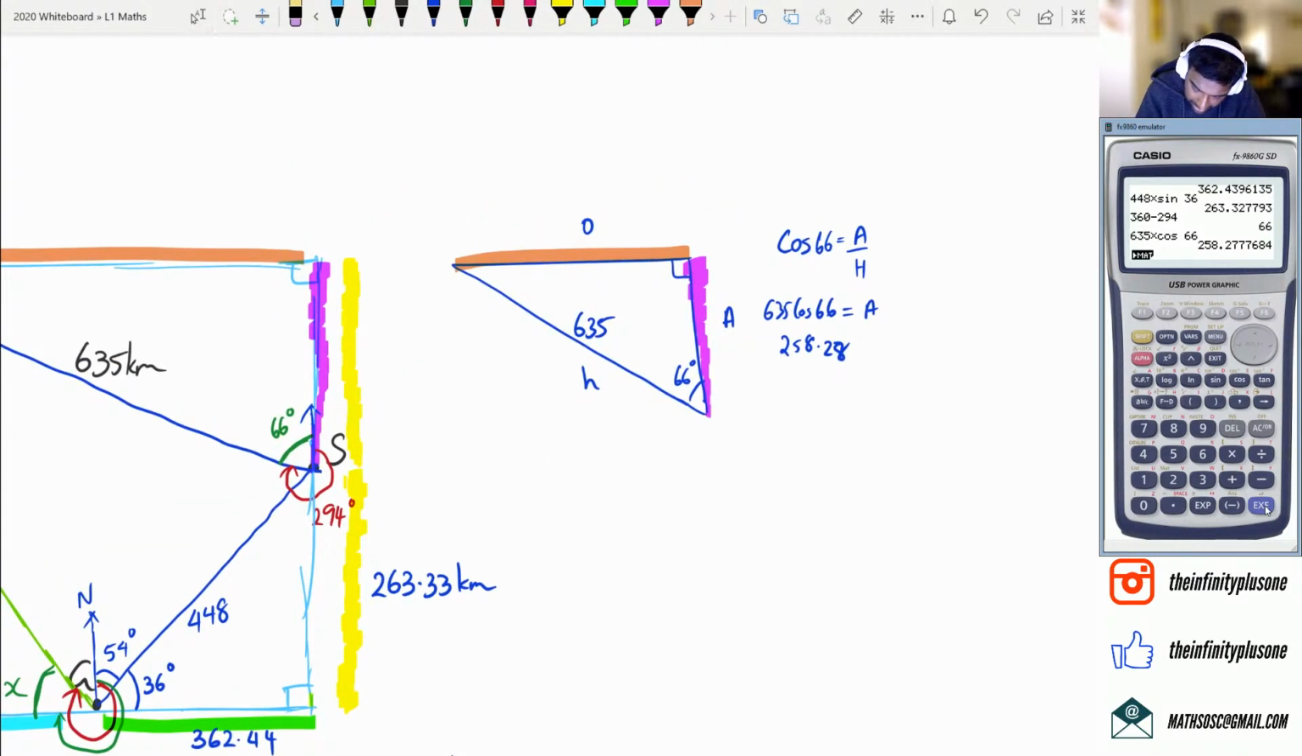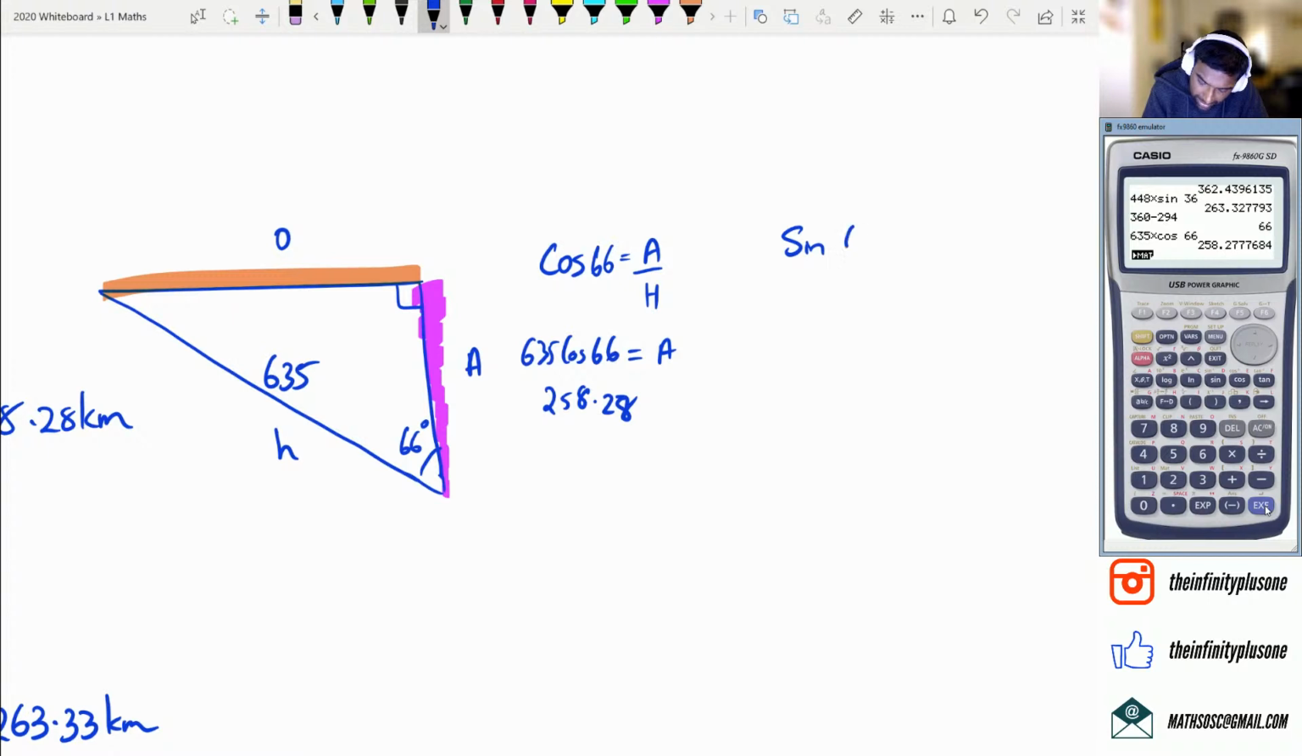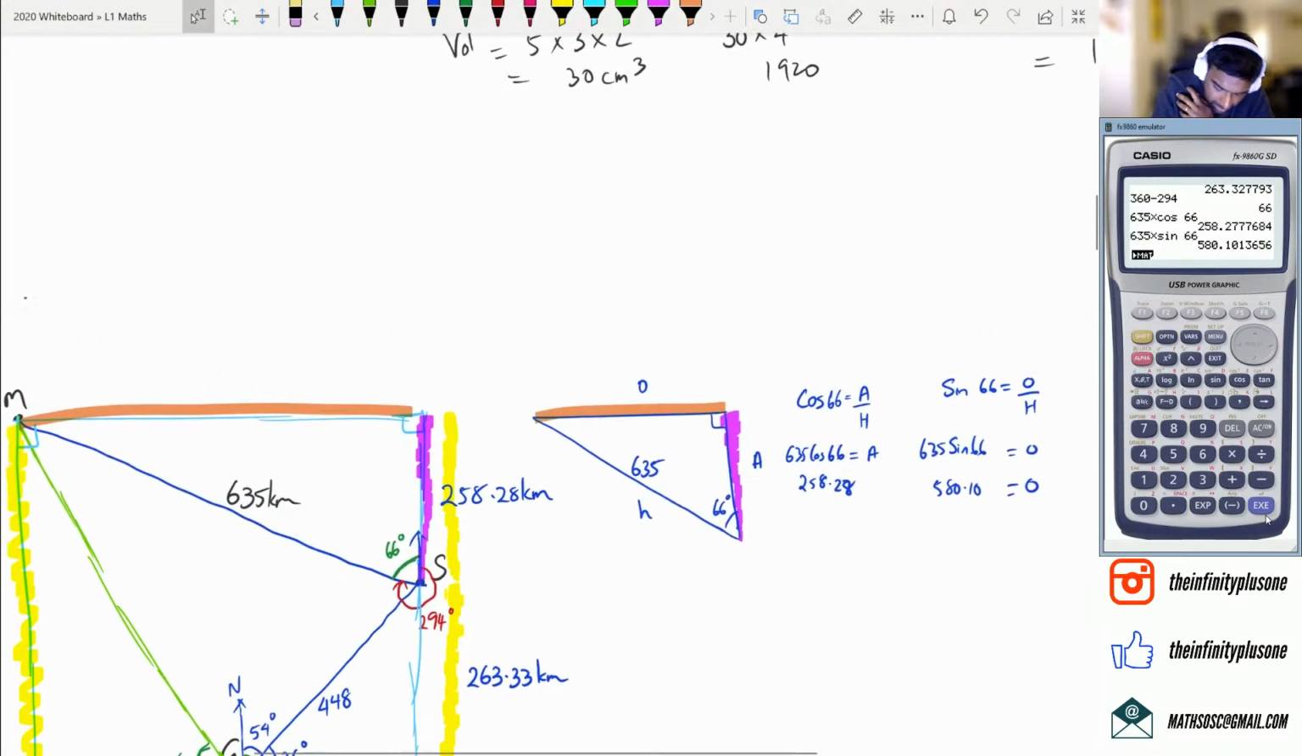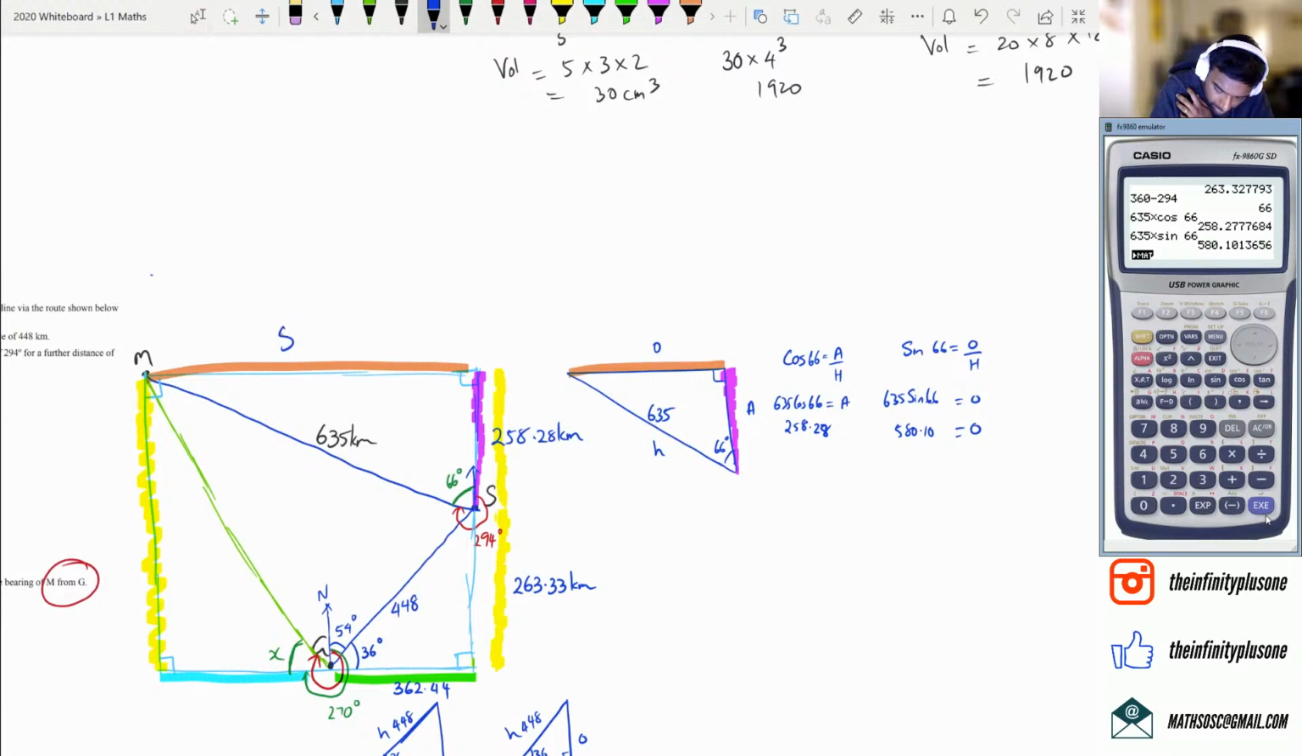Actually, I should put that in my big rectangle. 258.28 kilometers. And then I'm going to use sine now to work out the orange one. So sine of 66 is opposite over hypotenuse. So opposite is equal to 635 sine 66. And the opposite is 580.10. So that's the orange part. So I'm going to put that as 580.10 kilometers.